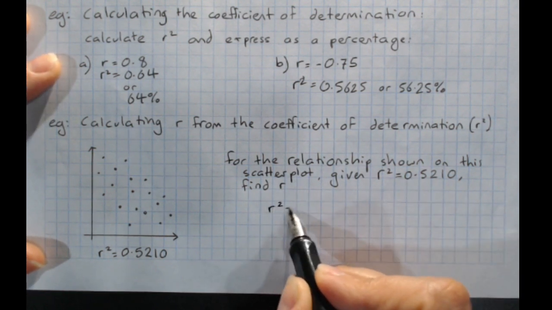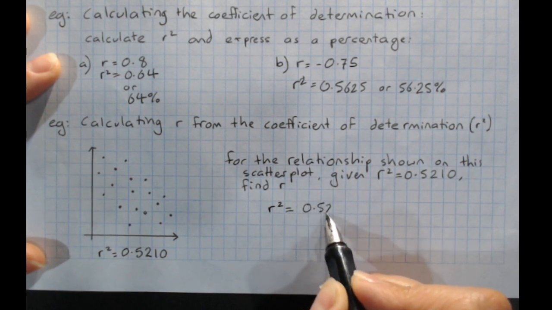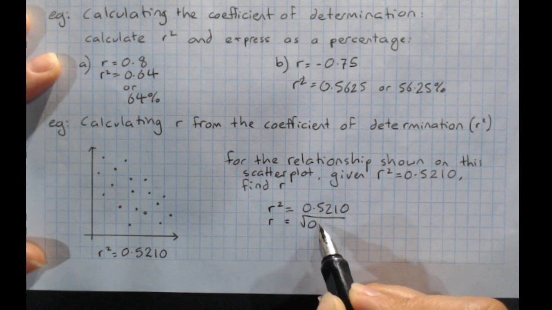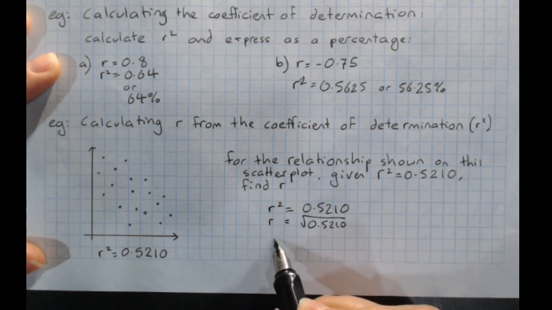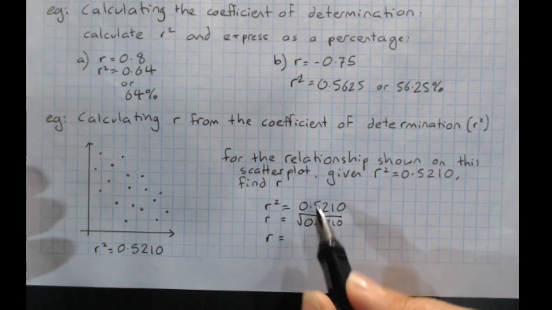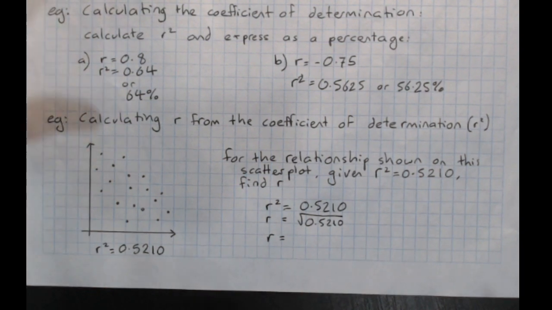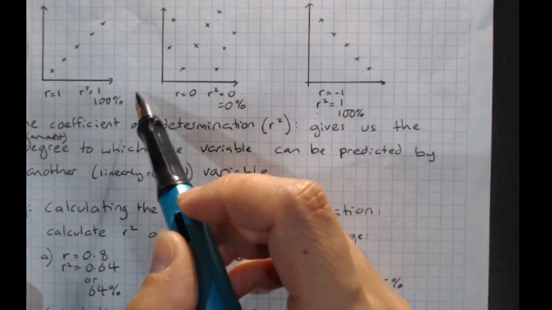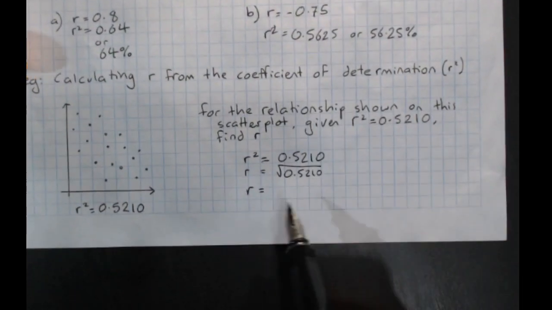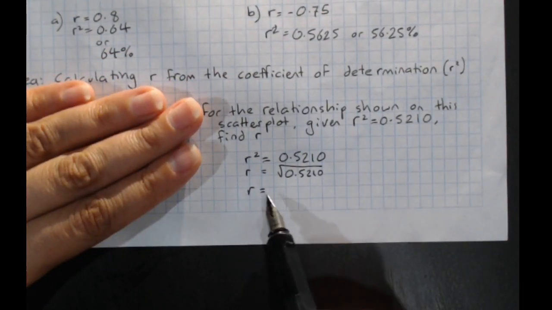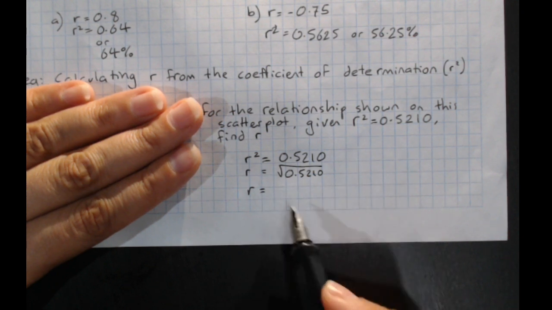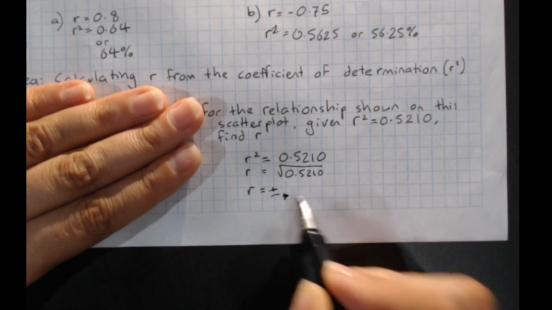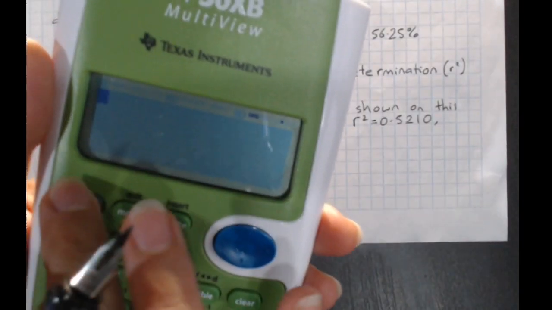So we'll write an equation. r squared is 0.5210. We want to find r, which obviously means we need the square root of 0.5210. Now, the problem there, as you saw, when I square a negative, I get a positive. When I square a positive, I get a positive. And without the scatter plot, we wouldn't know if r was going to be positive or negative when we did the square root. Because either positive or negative, let's do the square root and get our answer.